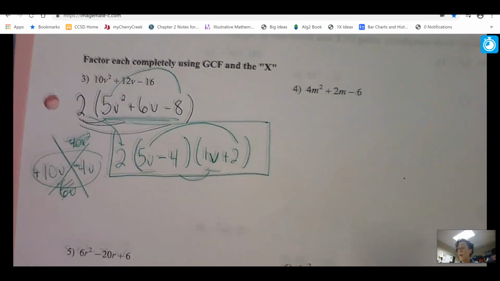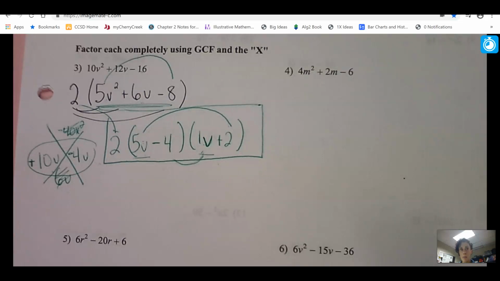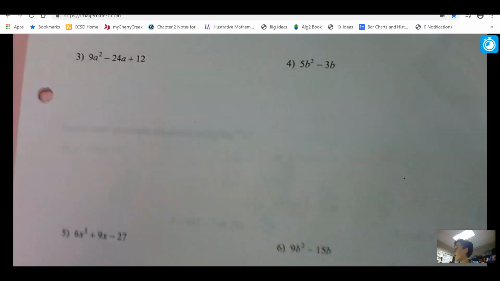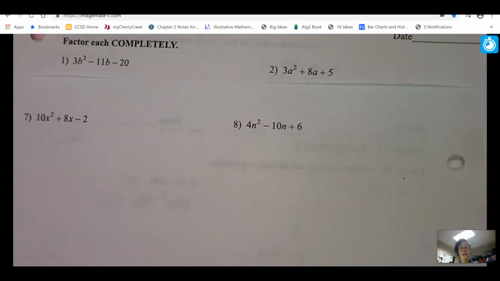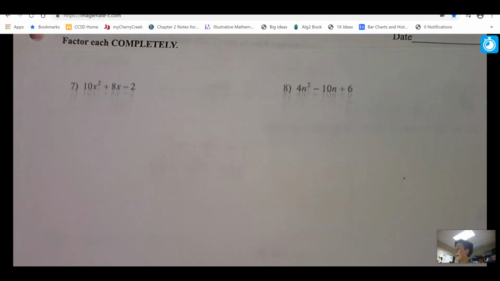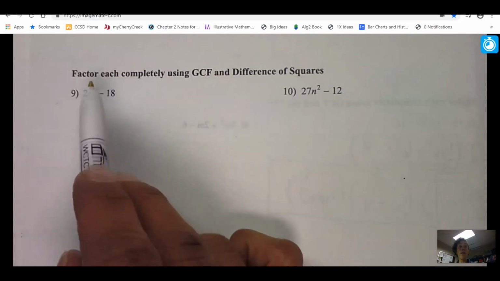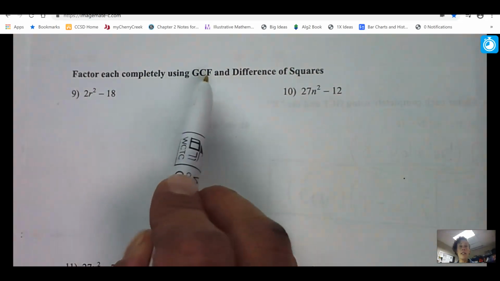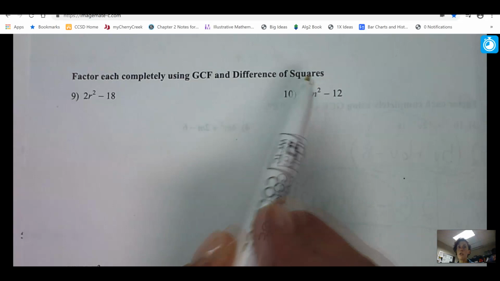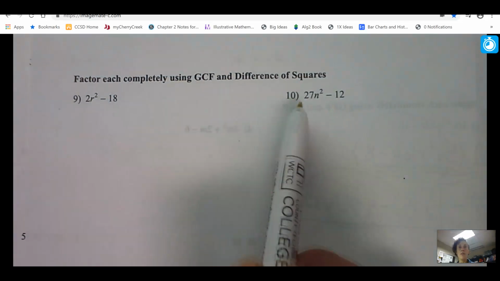So you should do 4, 5, and 6 the exact same way. Now when you're ready to go to the back, there's 2 more. So 7 and 8. And then 9 through 12 are going to be where you factor each completely by using the GCF and then the difference of squares. So I'll do this. Let's do 10 together.